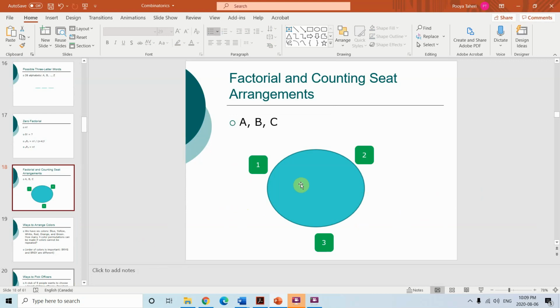Now we have a very special case called circular permutation. So let's look at this problem. Again, you have 3 different people.